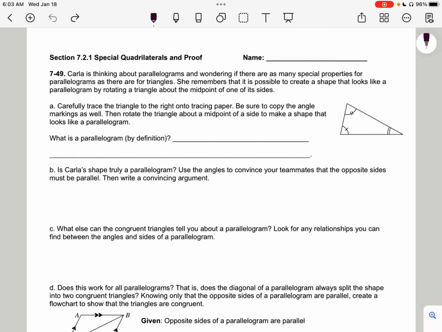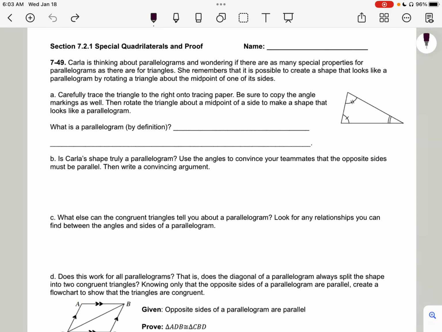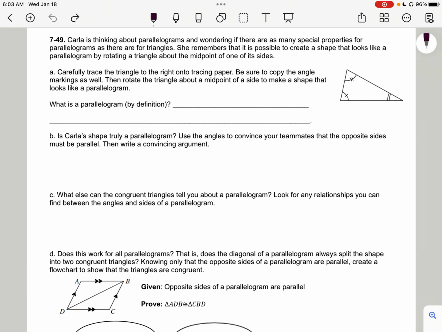All right, so we are going to do section 721, day one. It's not labeled that way. It's basically just the front and back of the paper, but I split it up, so you only had the front today. So 749, it says Carla is thinking about parallelograms and wondering if there are as many special properties for parallelograms as there are for triangles.